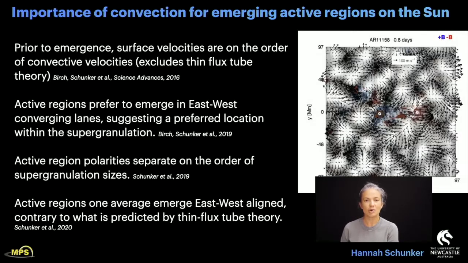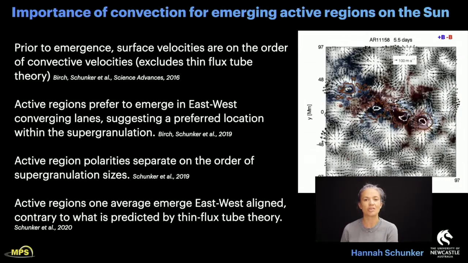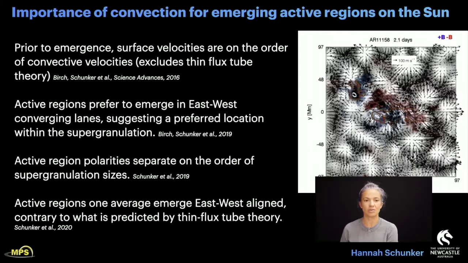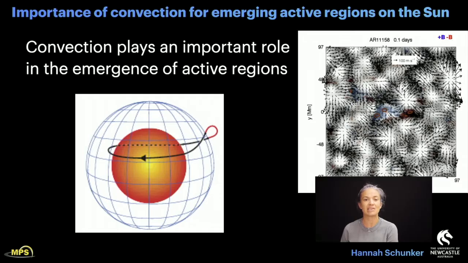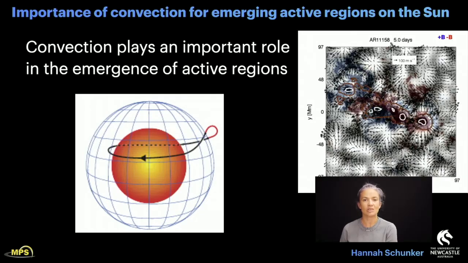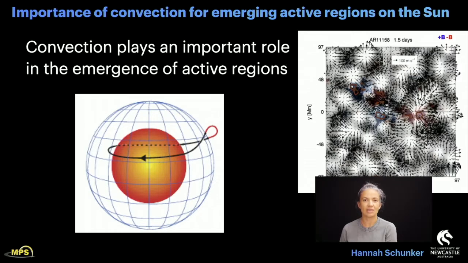By analysing the motion of the leading and trailing polarities in relation to the surface flows, we have come to a series of results that all point towards the fact that convection plays an important role in the emergence of active regions, particularly at supergranulation scales. This is in contradiction to thin flux tube theory.